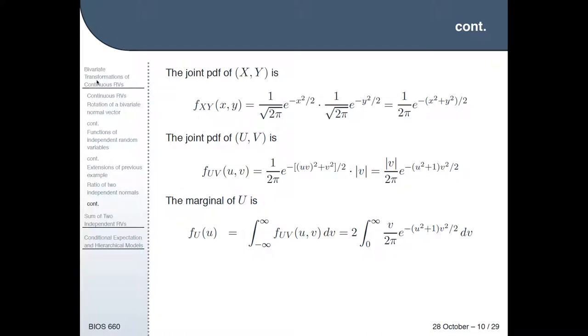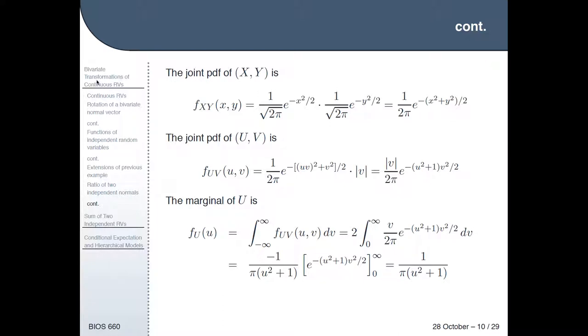That's of course equal to 2 times the integral from 0 to infinity. I just used symmetry, the fact that it's a symmetric function, or an even function as we say, to change it from minus infinity to 2 times the integral from 0 to infinity. That gives us v over 2 pi times e to the minus u squared plus 1 times v squared divided by 2.